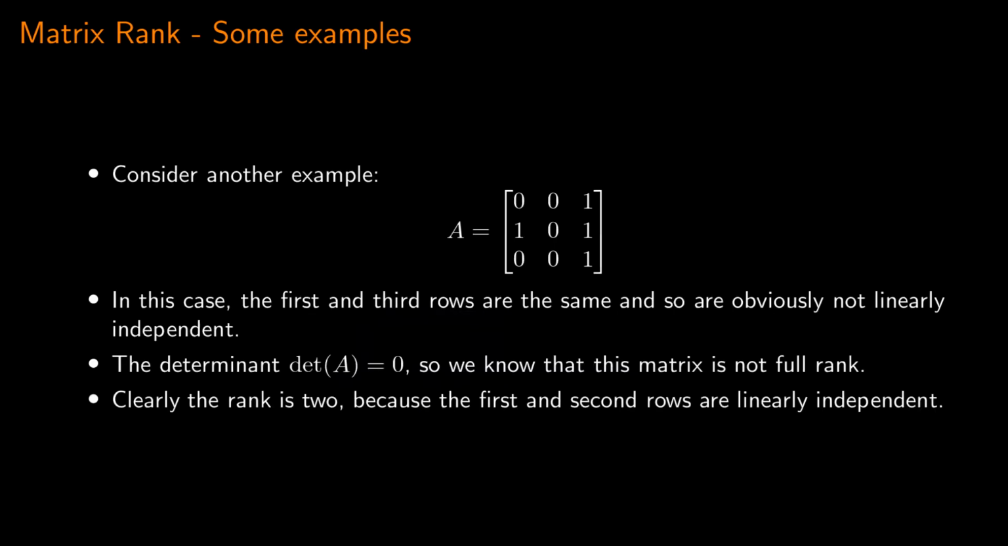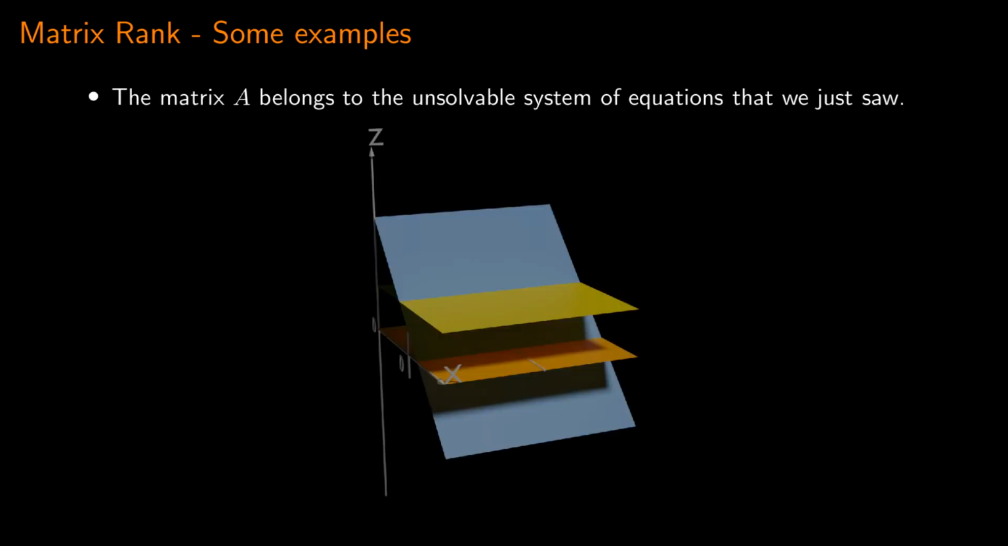Let's have a look at another example. This is a very simple example of a system with no solution. We can immediately see that the first and third rows are the same, so these two rows are clearly not linearly independent. If we compute the determinant of this matrix, we get a value of 0, so we can tell that this matrix is definitely not full rank. This matrix is the A matrix from the second system of equations that we looked at just now, so it is obvious when we look at this system geometrically that it has no solution.